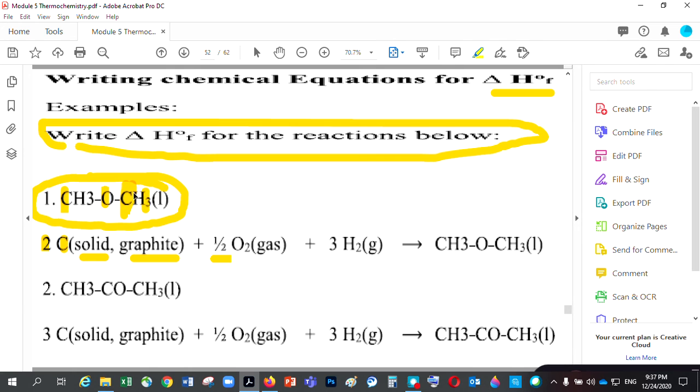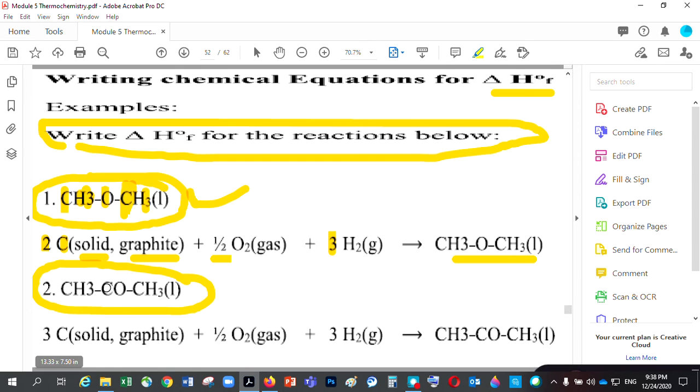I have three and three, six hydrogens. Hydrogen comes as a molecule, H2, so I put three. Correct? Gas, and this is solid graphite. And that will give us what? Ether liquid, or dimethyl ether liquid. So this way I can write the delta H formation for this compound. Let's take the other compound here. Let's take this, number two.